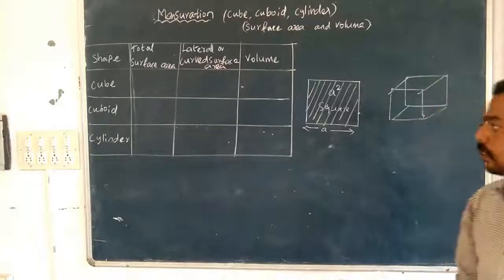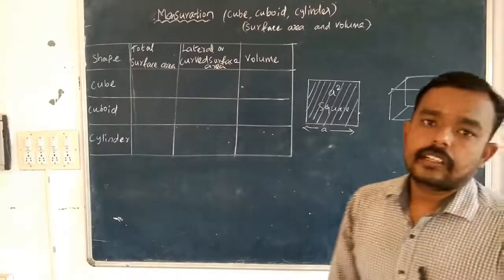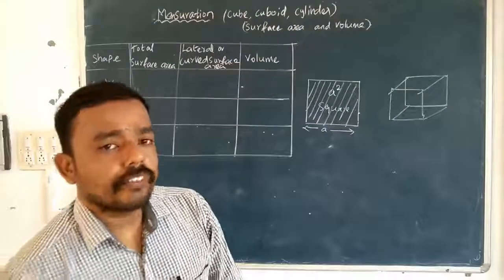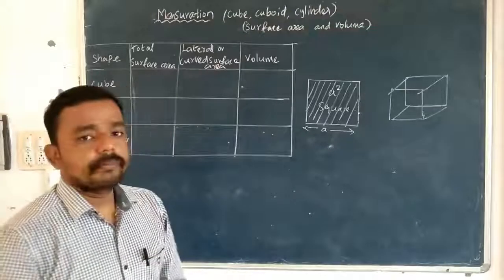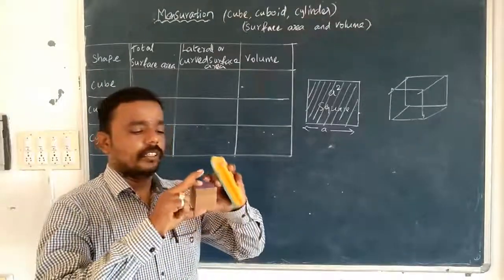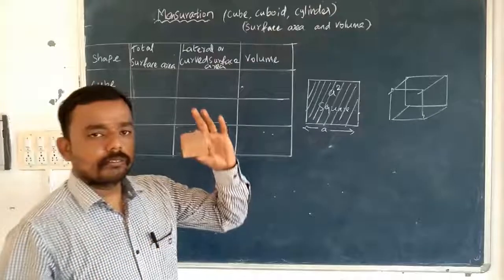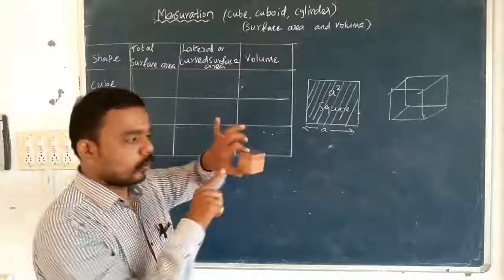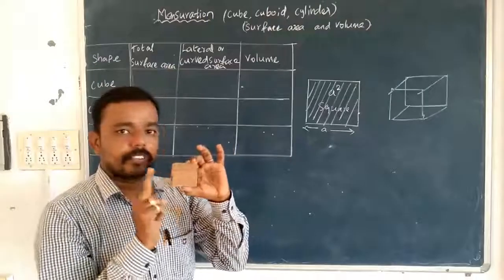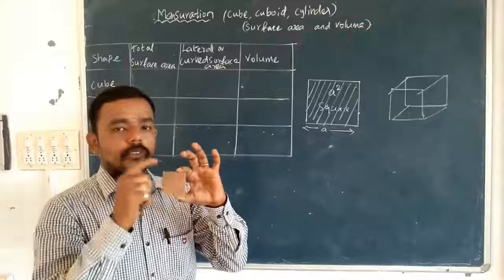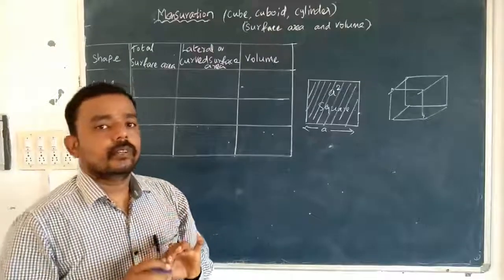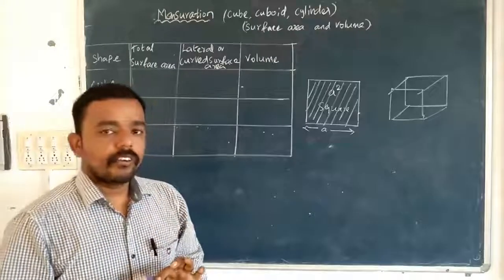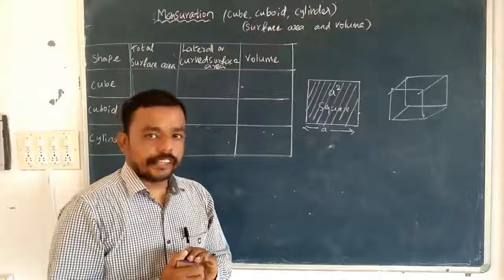Now think about the sides. You can realize that the view of the particular cube is a square form. The front view and the back view are also square. The side view is also square, this side also square. Top also square. Bottom also square. So totally, this is a closed shape with six sides. For each side we have an area.